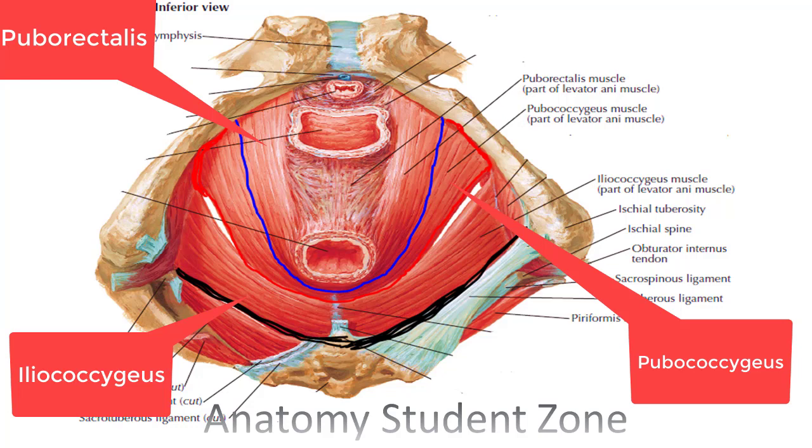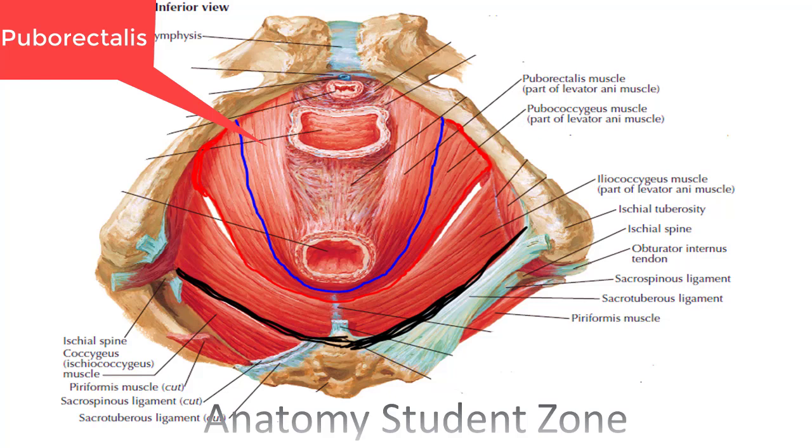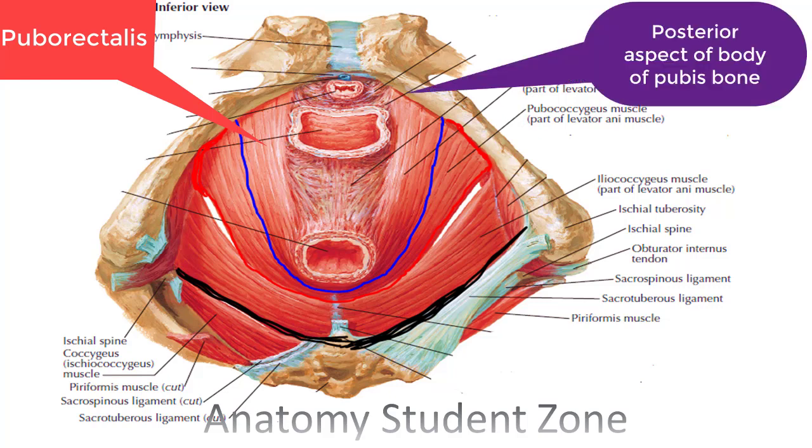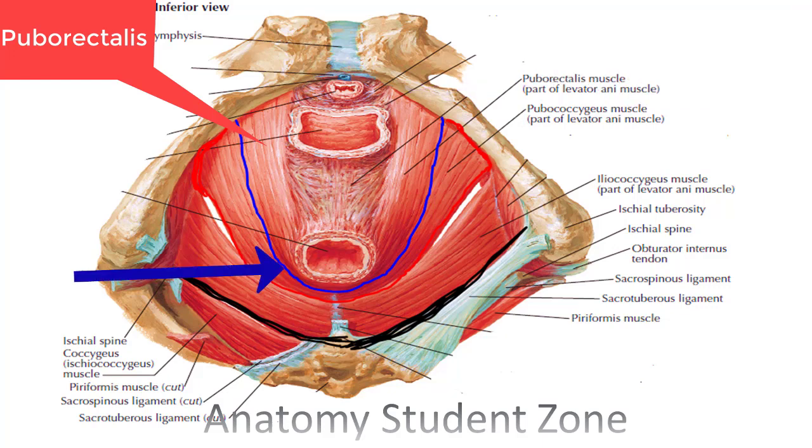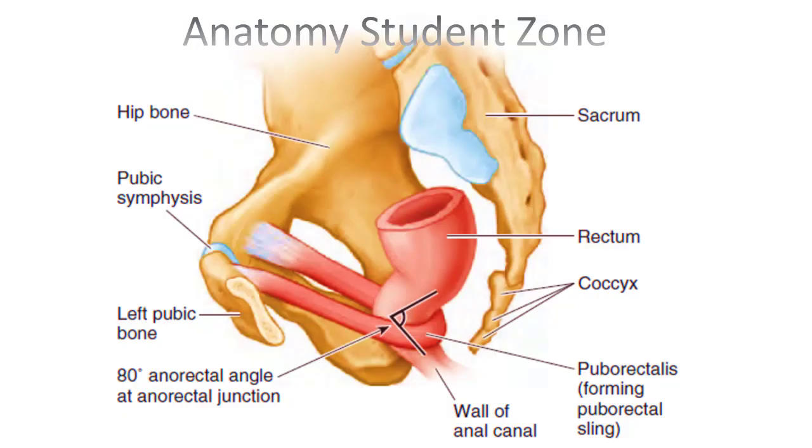Puborectalis, as I told you, is the medial part of the levator ani, and we can also see it is a thicker and narrower part. The muscle fibers of the puborectalis arise from the posterior aspect of the body of the pubic bone, and the right and left pubic bones give origin to these muscle fibers. After it arises from the pubic bone, it forms the puborectal sling. The puborectal sling is a U-shaped sling of this muscle, and it passes posterior to the anorectal junction, and it plays a major role in maintaining fecal continence.